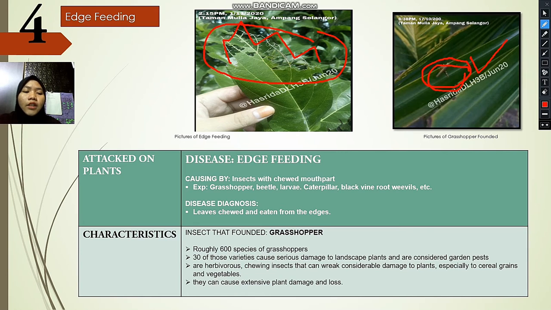For the characteristic of the insect that I found, the grasshopper, there are roughly 600 species of grasshopper. 30 of those varieties cause serious damage to landscapes, and they are herbivorous, chewing the leaves. They can cause extensive plant damage and loss.